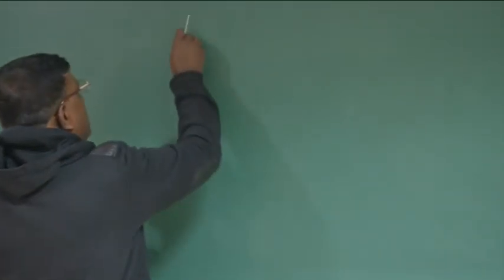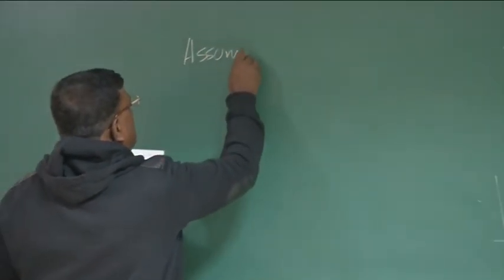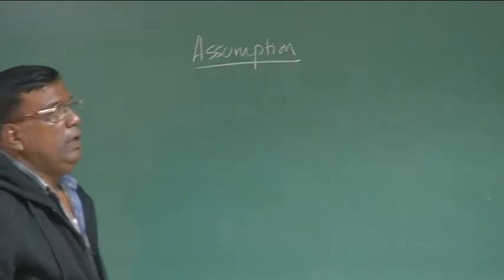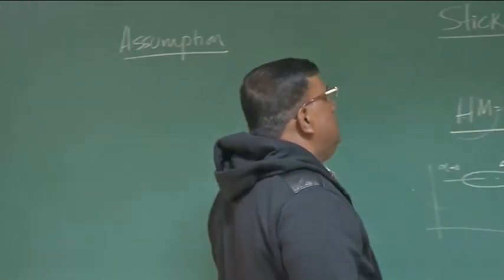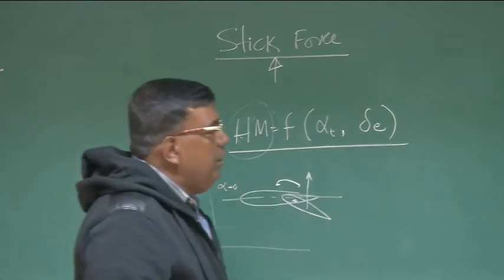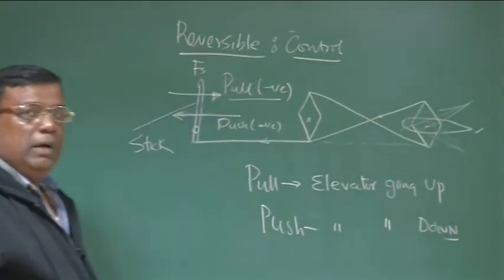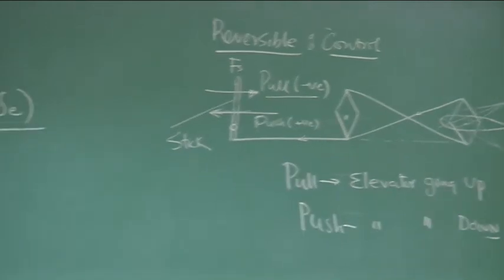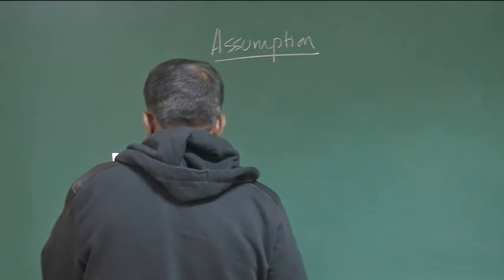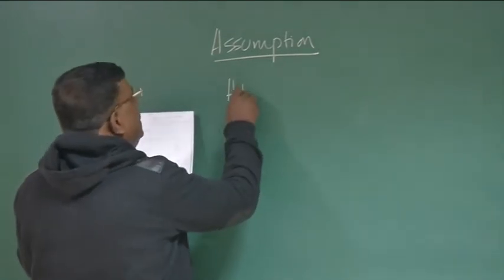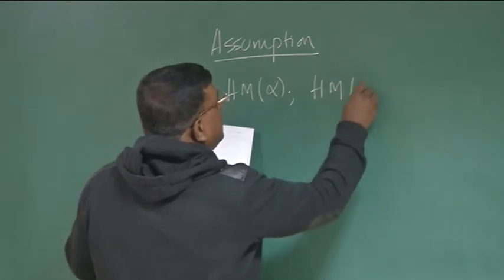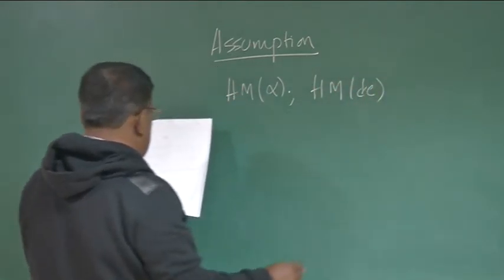So now let us make an assumption. Let's not forget, we are trying to develop a mathematical model for stick force, and we have kept this schematic in the background, where we know the pull force we have taken as negative and push force we have taken as positive. Okay? Let's say the assumption: we have seen hinge moment is a function of alpha. We have also noted hinge moment is a function of delta E, right?